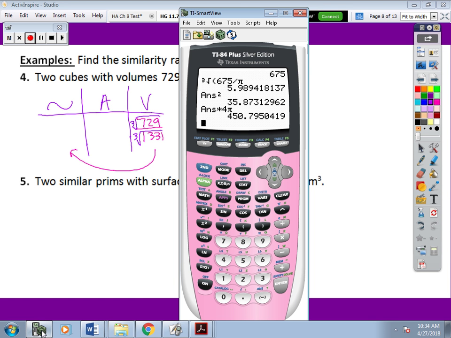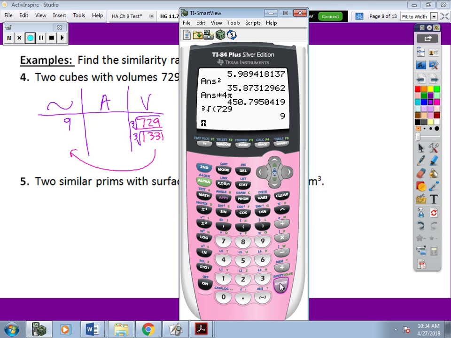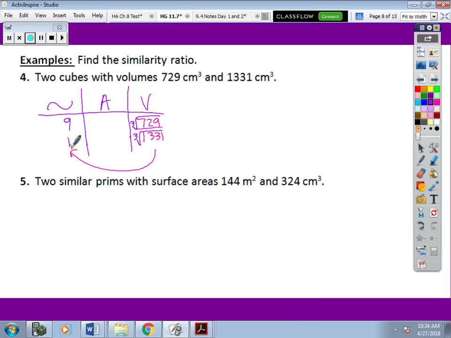Did you do the square root or the cube root? Cube root of 729 is 9. And the cube root of 1,331 is 11. I bet you put 1311 or something. So that's it. 9/11ths. Back we're going to get much harder. But right now just work backwards to your similarity ratio.